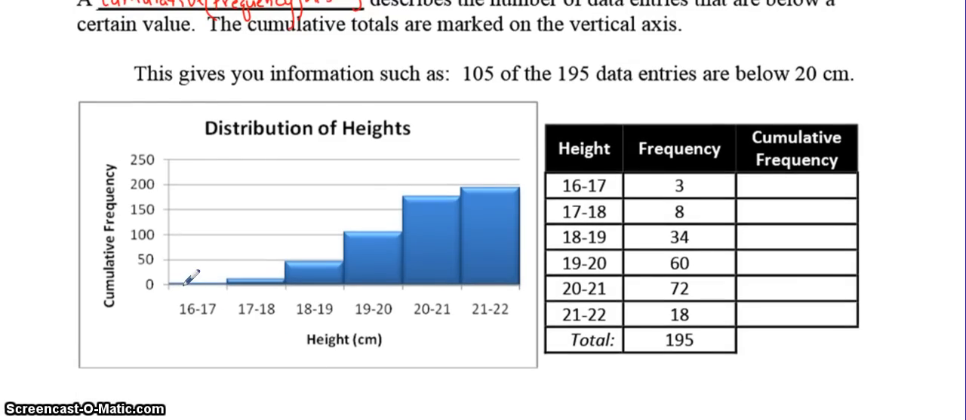So for instance, the first bar between 16 and 17 had a frequency of 3. So the height of the bar is 3. The next bar is going to take the 3 that there was before and add the 8 new observations, and it would have a height of 11. The next bar would have the 11 previous observations, add the 34 new ones, and that would go up to a height of 45. And this pattern would continue until you get to the end. And your last bar would represent the total height of all of the observations.